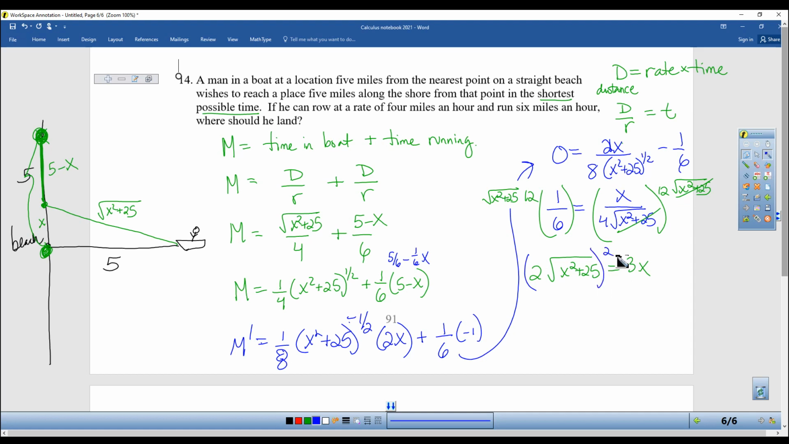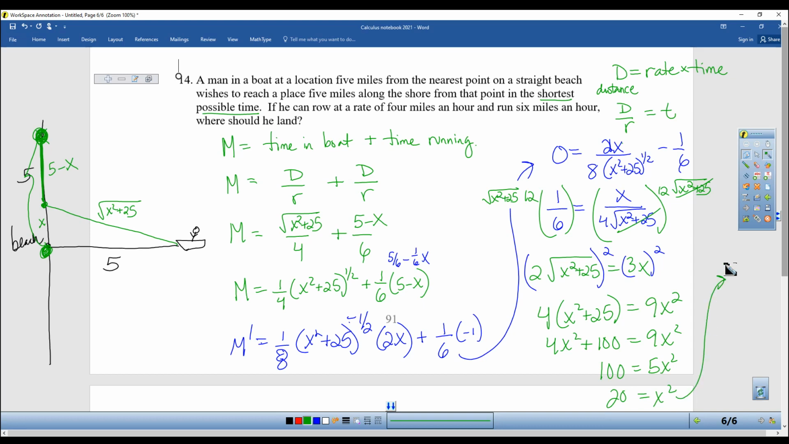Now I square both sides, and I get 4, careful, the 2 actually squares, and the square root cancels, is equal to 9x squared. 4x squared plus 100 is equal to 9x squared, which is 5x squared is equal to 100. x squared is equal to 20. And so x is equal to plus or minus the square root of 20, but again, it's a distance. So we only need the positive value.